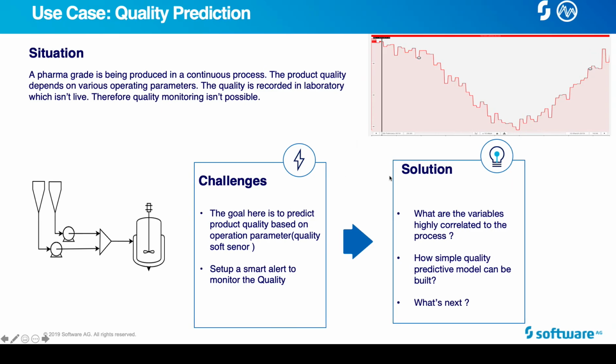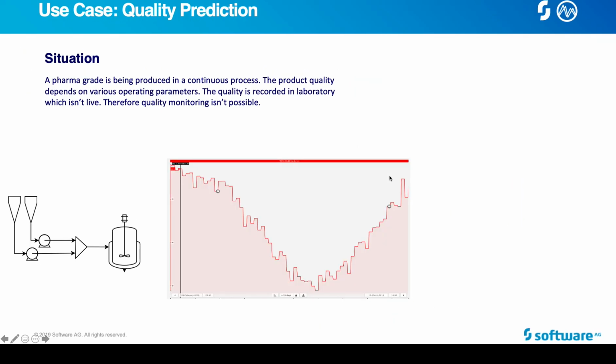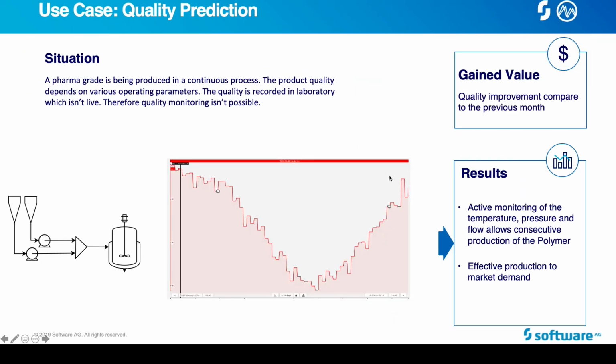So basically by doing that, we can actively monitor the quality parameters using other parameters like flow and temperature in this case. And then we can gain quality improvements compared to the previous month or compared to the previous year's production.